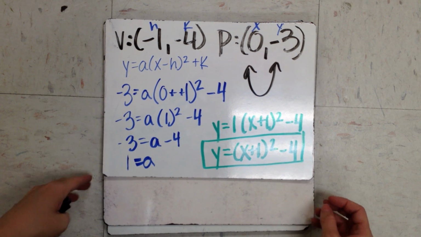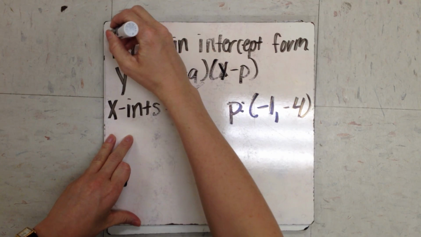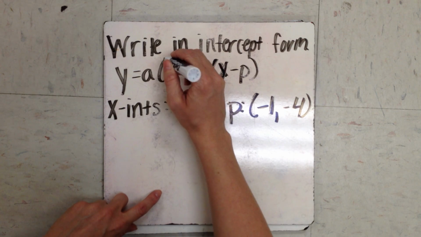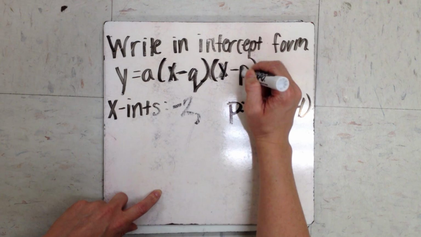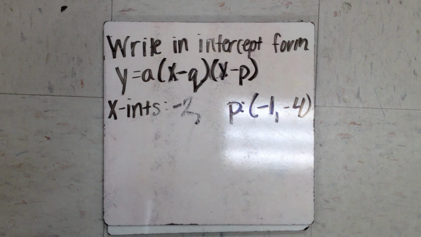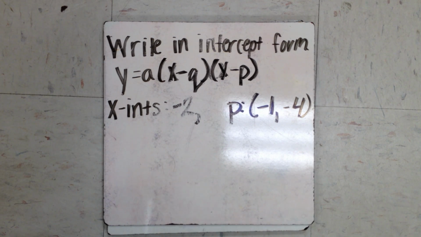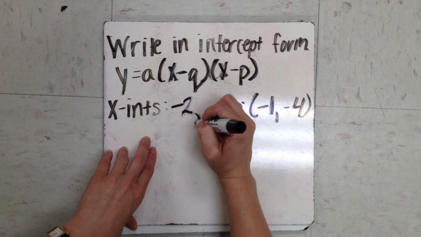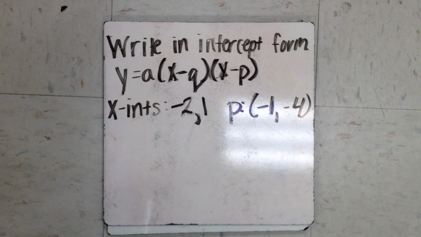The second type of problem, they're similar. We're writing an equation of a quadratic, but this time we're going to write it in intercept form. As we review intercept form, it's y equals a times (x minus q) times (x minus p). And if you remember from when we took a look at that first, our intercepts are the q and the p values. So for this one, we're going to be given the x-intercepts, -2 and 1, and we're given a point on the quadratic of (-1, -4).